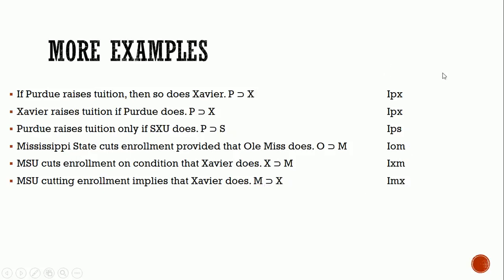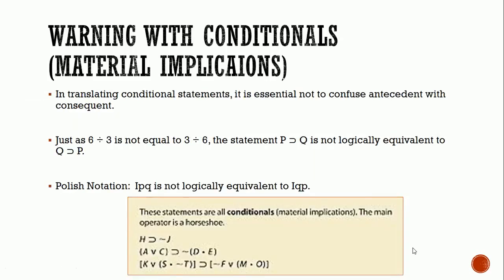All right. So you Polish notation people, you can see how you translate these things. Implication of P and X. Implication of P and X. Implication of P S. Capital I, and so on. All right. So take a look at these, but you'll have enough practice examples where you get it.